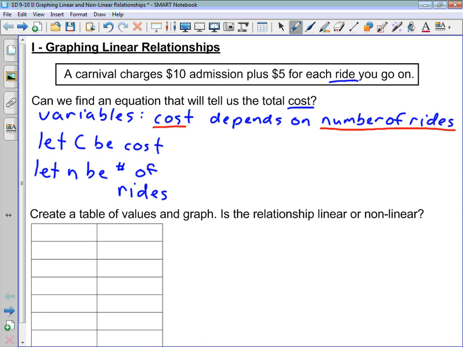Now, what is our equation going to look like? Well, we want an equation for cost. What does our cost depend on? Let's look at the information we're given in the question. Charges $10 admission plus $5 for each ride you go on. So no matter what, you're going to have to pay that $10 admission. So your cost is definitely going to be $10 plus $5 for every ride. Well, if N is the number of rides, the cost associated with those rides is 5 times the number of rides. So our equation here is that our total cost is 10 plus 5 times N.